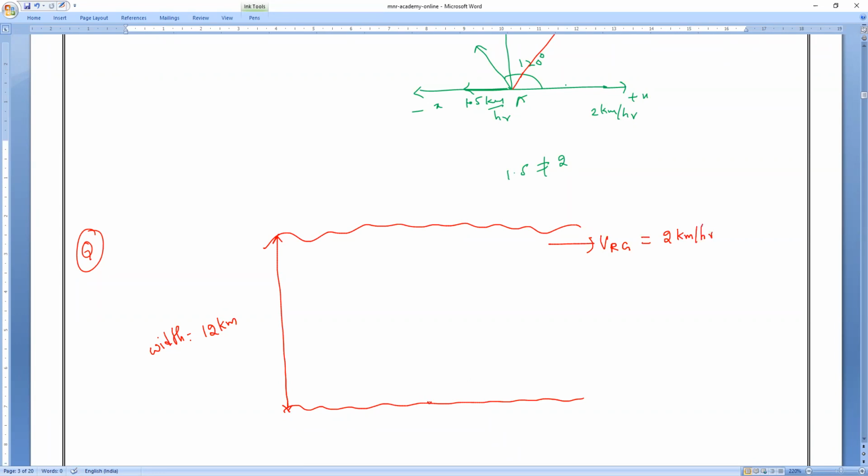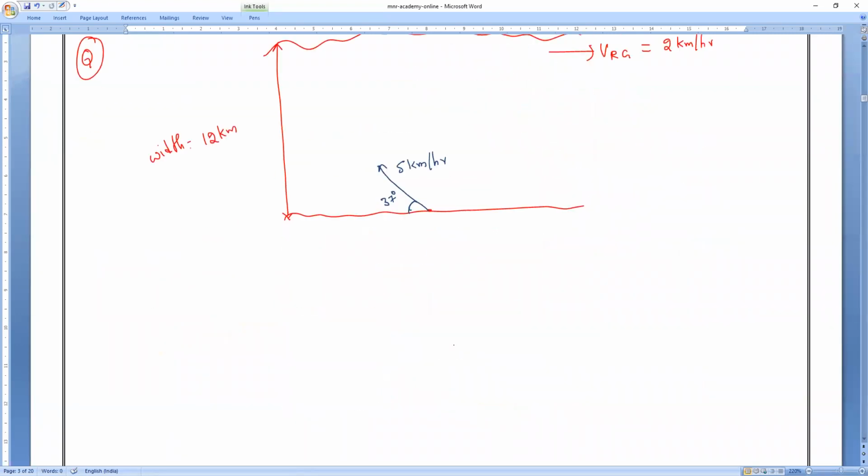And a person is trying to swim against the river at an angle of, observe very carefully, 37 degrees with the surface, not above. He is trying to swim at 37 degrees with the surface with a speed of 5 kilometers per hour. Now, the question is, at what time will he arrive? What is the time taken? And at what point does he arrive? So this is the question.